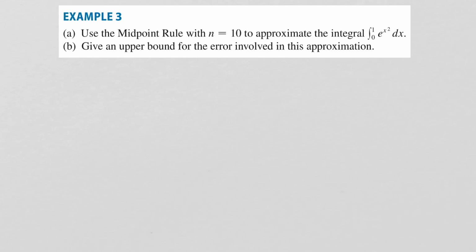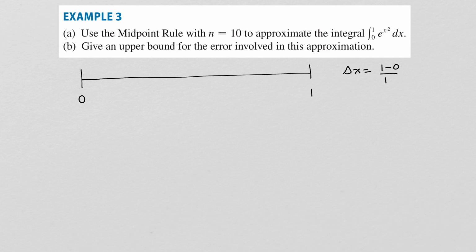In our next example, we want to use the midpoint rule with n equals 10 to approximate the integral from 0 to 1 of the function e to the x squared dx. Notice that we do not know the antiderivative of e to the x squared. So this is the first time we really need an approximate integration formula to be able to do this. So what I'm going to do is set up a number line from 0 to 1, and I'll compute delta x. Delta x in this case is b minus a divided by n, which of course is 1/10 or 0.1.